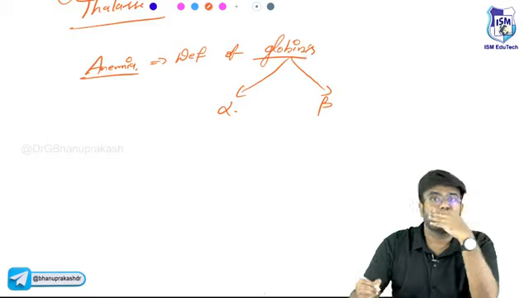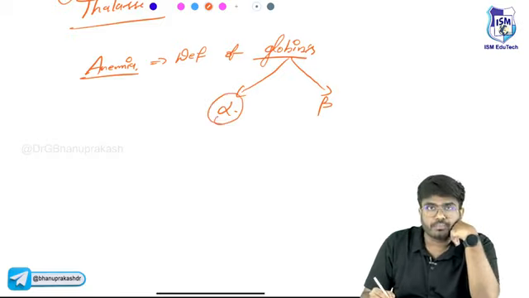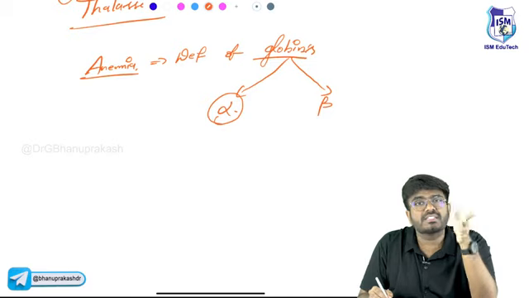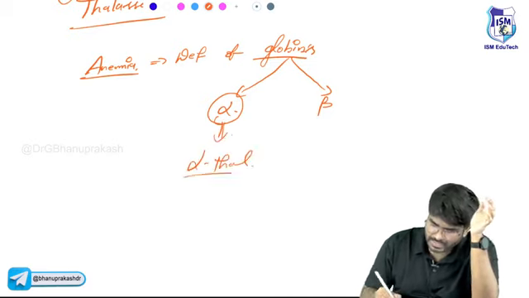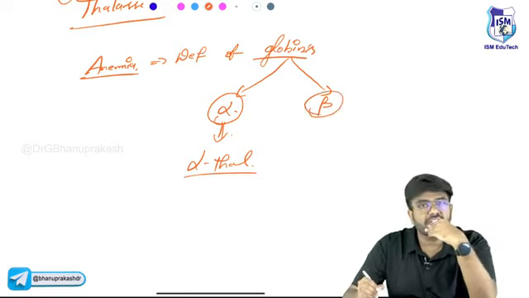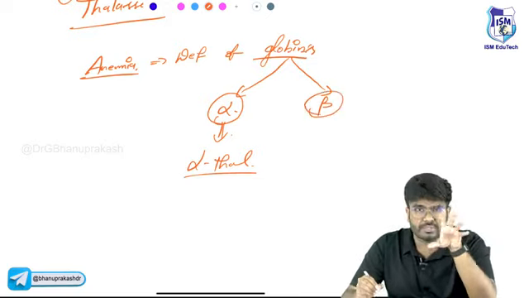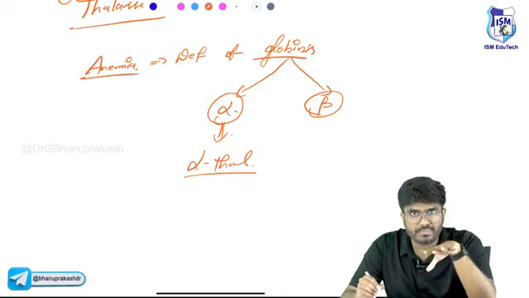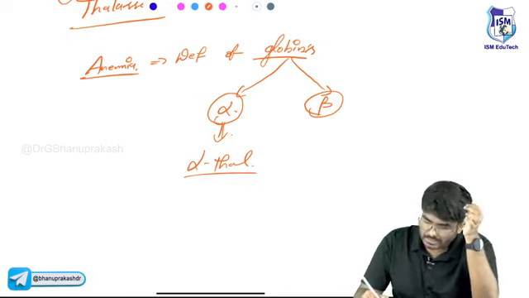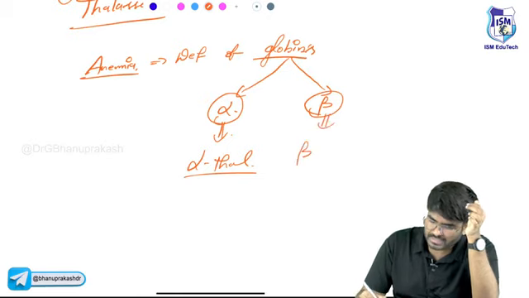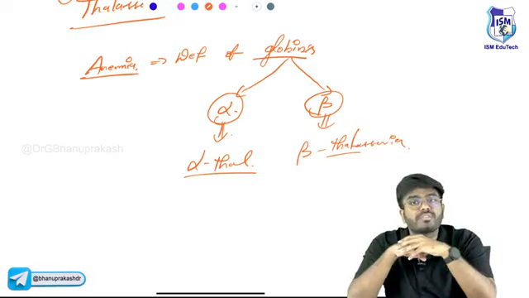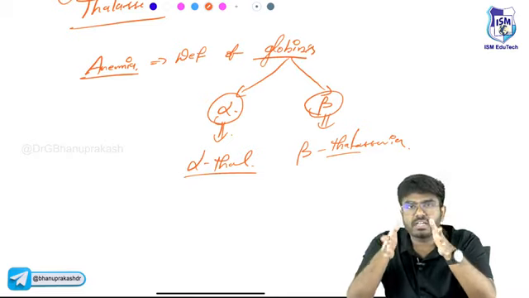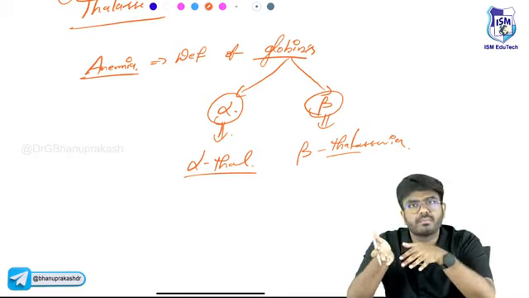Alpha globins, beta globins. If alpha globin chains are deficient, that will cause alpha thalassemia. If the beta globin chains are deficient, that will cause beta thalassemia. So how many types of thalassemia are there? Alpha and beta. If alpha chains are deficient, alpha thalassemia. If the beta chains are deficient, beta thalassemia.